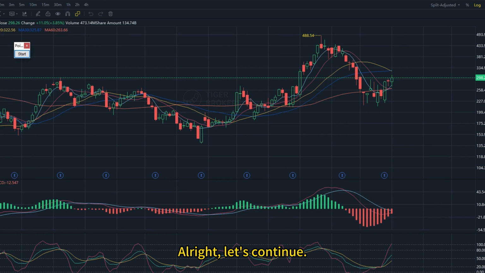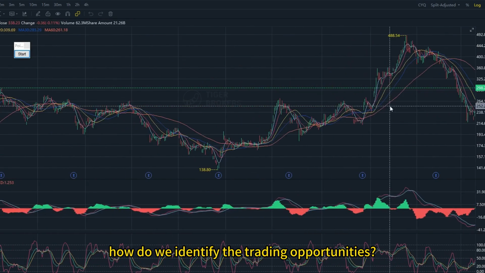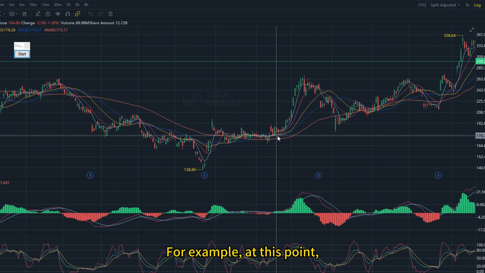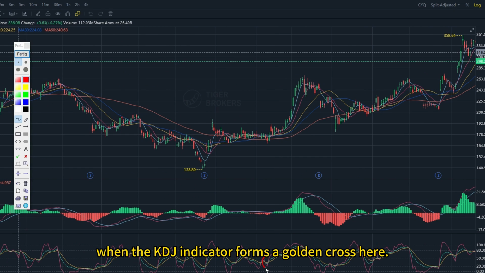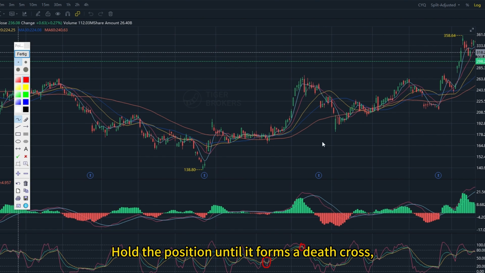All right, let's continue. Let's take a look. So on the daily chart, how do we identify the trading opportunities? For example, at this point, when the KDJ indicator forms a golden cross here, we can choose to enter, hold the position until it forms a death cross. We exit. We perfectly capture this entire swing from entry to exit, right? Now, do we trade the pullback on the daily chart? No, we don't. We only take long positions in line with the weekly MACD trend.